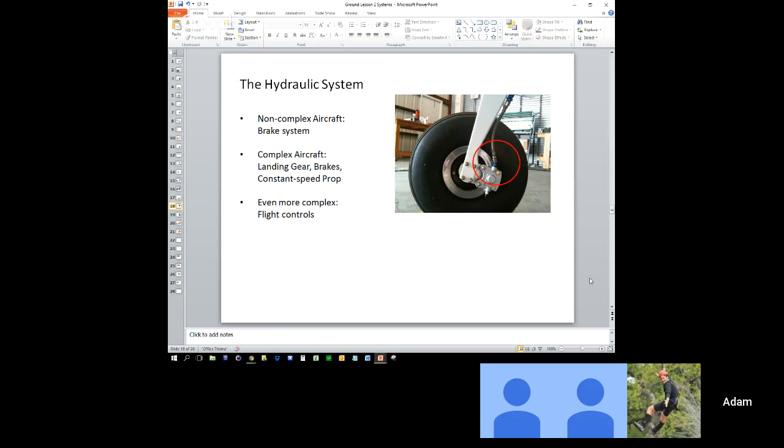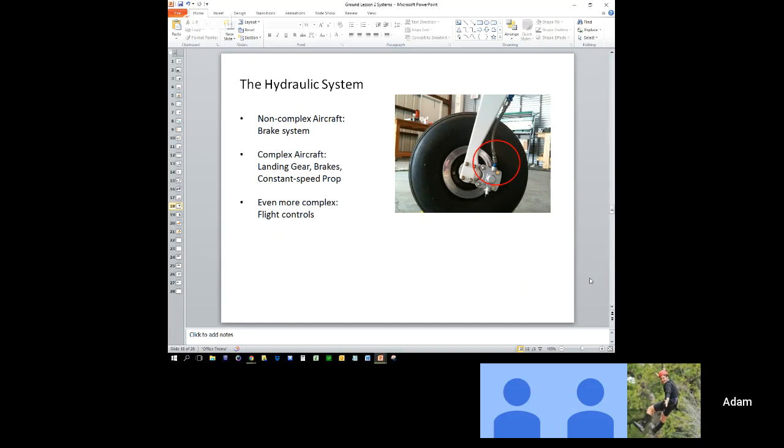Couple more slides, and then we're going to jump into the video here. Let's time check. We're actually doing okay. The hydraulic system on a general aviation aircraft is extremely, extremely simple. For the airplanes we fly, it's typically just the brakes.